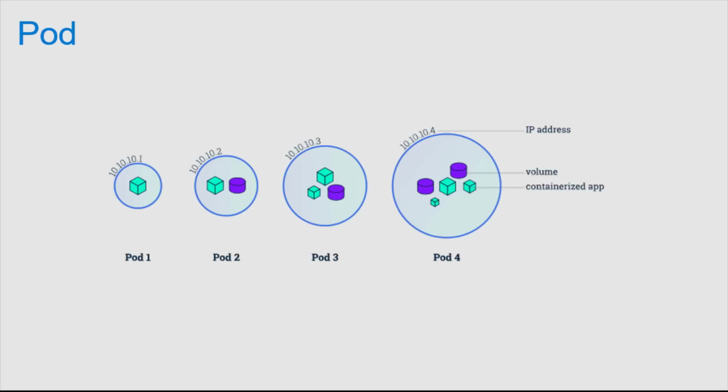So it's an abstraction for the entity. For example, as we can see, we have one pod with one container and IP. We have another pod with one container and one volume, the third one with two containers and one shared volume, and the last one with multiple containers as well as a volume. As a summary, pods are the atomic unit on the Kubernetes platform. When we create a deployment on Kubernetes, that deployment creates pods with containers inside them.